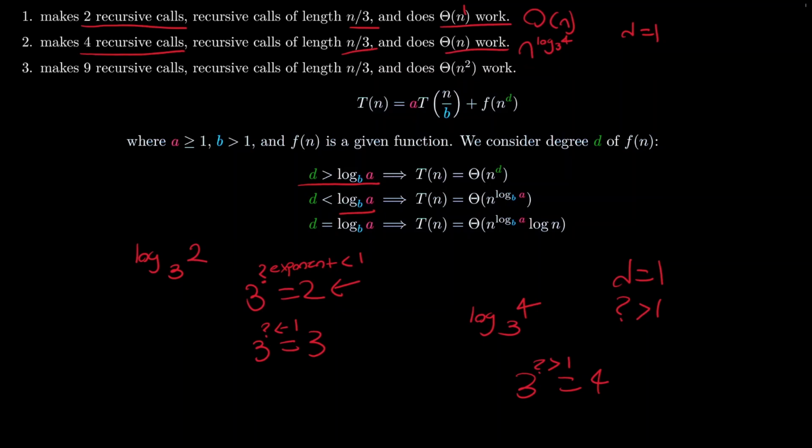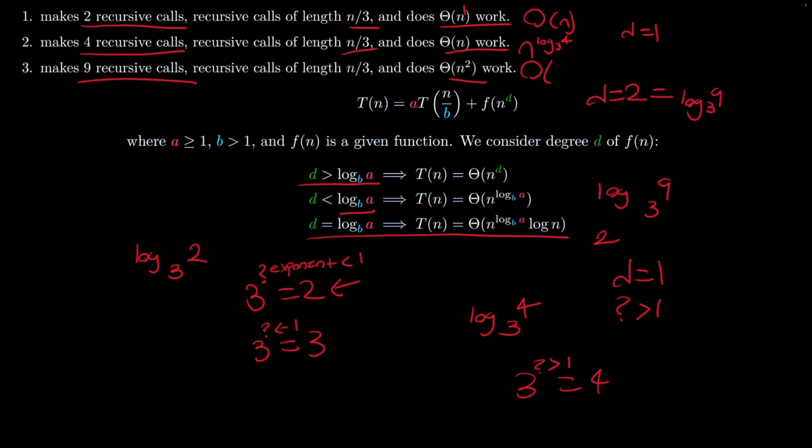Now for this last recurrence, we see 9 calls. So let's do it up here. 9 calls divided by 3, log, and we know this is going to be 2, so we're going to have 2 here. And our degree here is also equal to 2. So our degree is equal to the exponent of log base 3 of 9. So it gives us this relationship down here. We're going to get n squared times log n. That is the relationship.